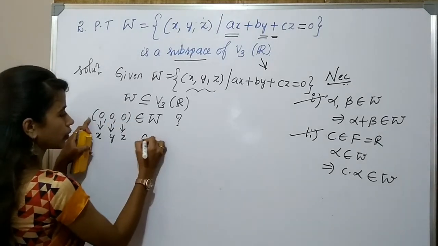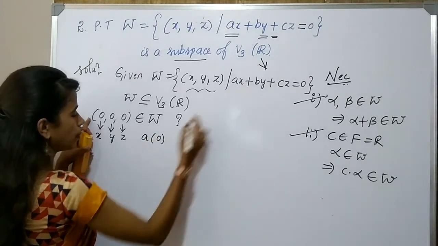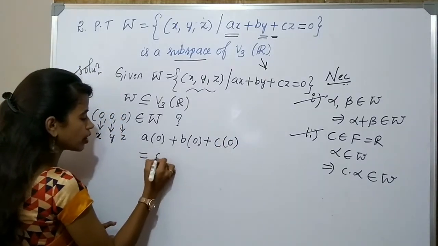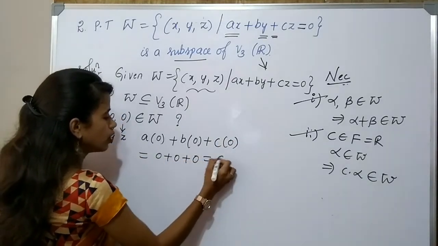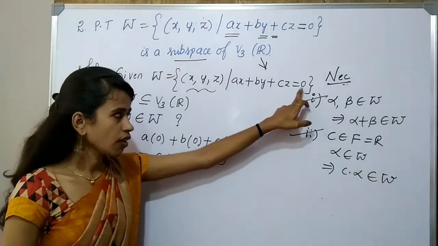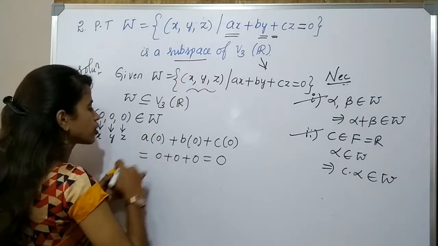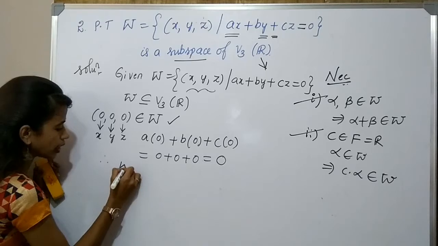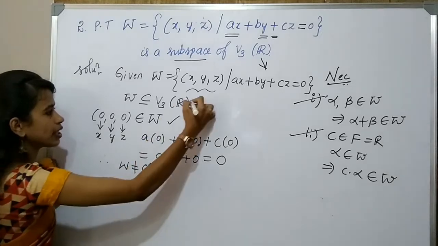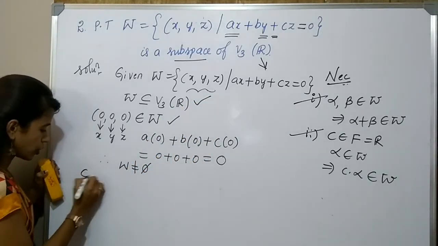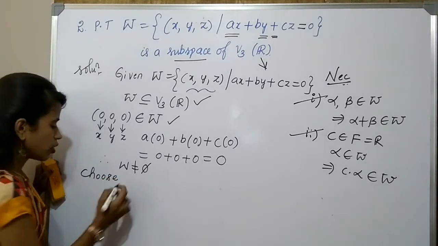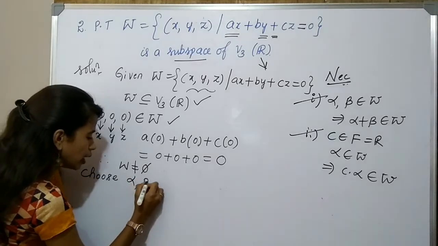So now check for that: a·0 plus b·0 plus c·0. What is that? a·0 is 0, b·0 is 0, c·0 is 0. So adding, we get 0. Therefore it looks like a triplet and also the sum is equal to 0. Therefore it clearly belongs to W. So W is non-empty. Okay. So it is a non-empty subset of V3 of R. Since it is non-empty, we can choose more than 2 elements, our wish. So here I am choosing 2 elements, namely alpha and beta belongs to W.